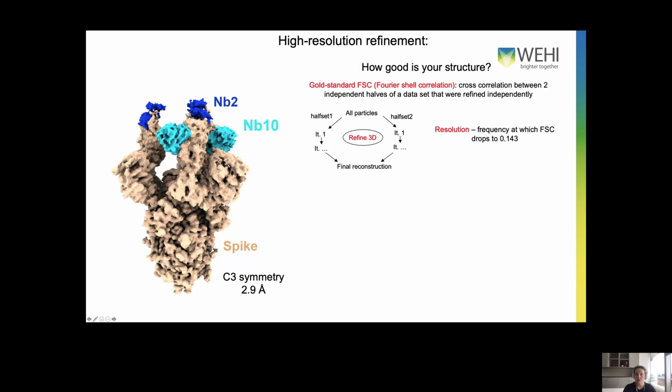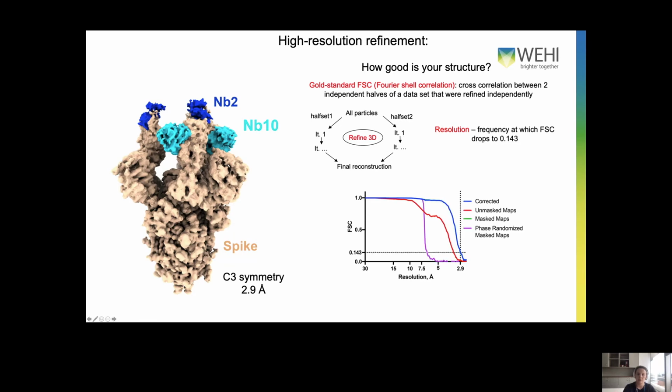Resolution is defined as the frequency at which FSC drops to 0.143. This is shown here. This is the FSC curve as a function of the resolution. So there's 0.143, this is 2.9, and that's what we decided it is here.